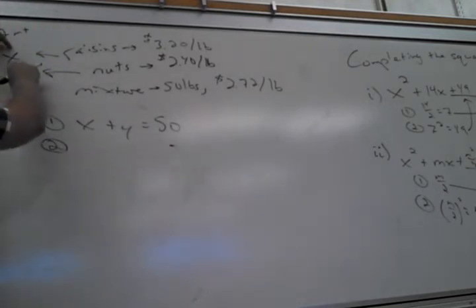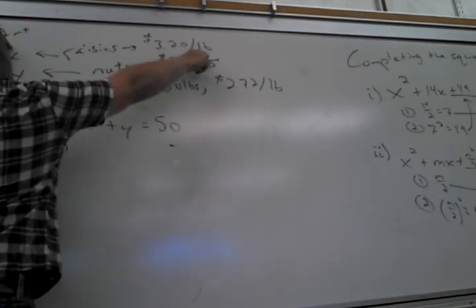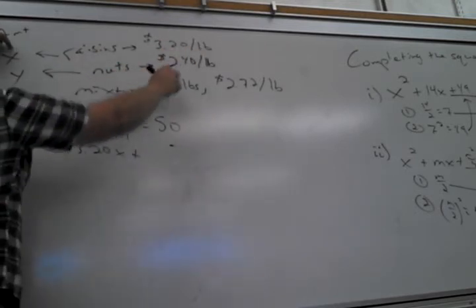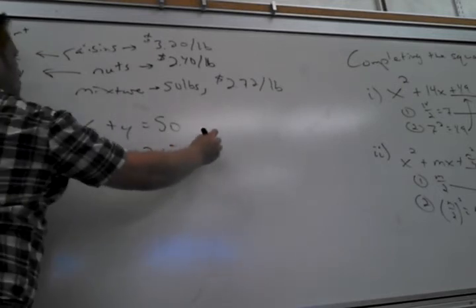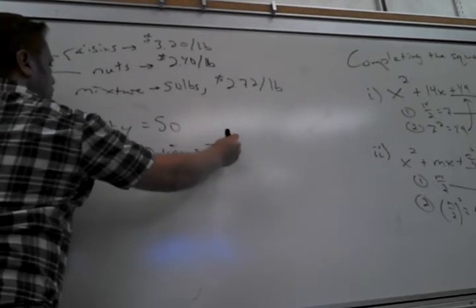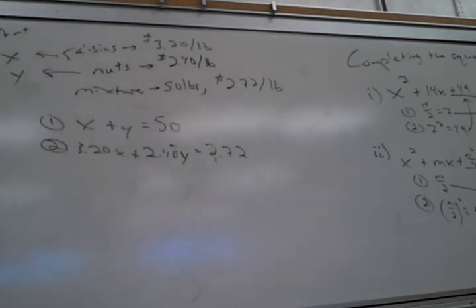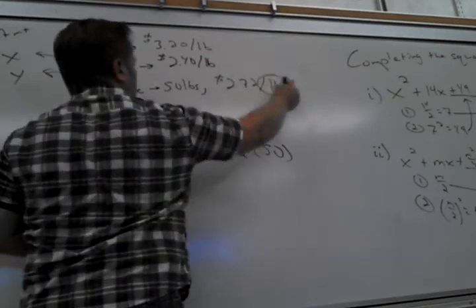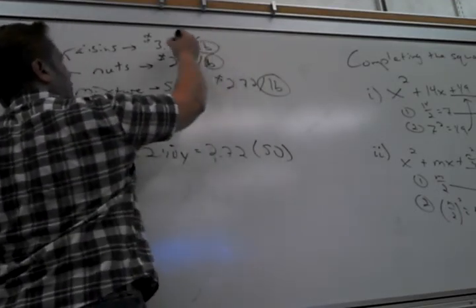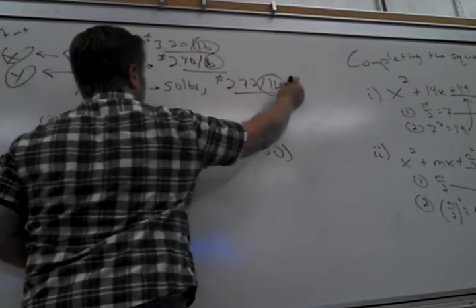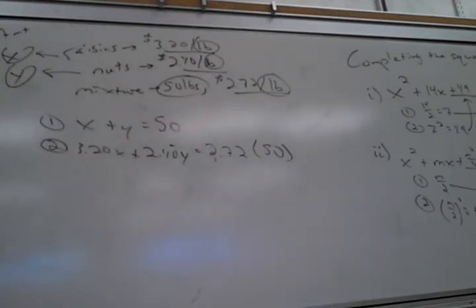So if I have X pounds of raisins at 320 per pound, 320x plus 240y equals, sorry, 272 times 50. Beautiful. That's where I messed up. So I got price per pound here. So I have to have price per pound times pounds, price per pound times pounds, price per pound times pounds. So now it's price, price, price everywhere.